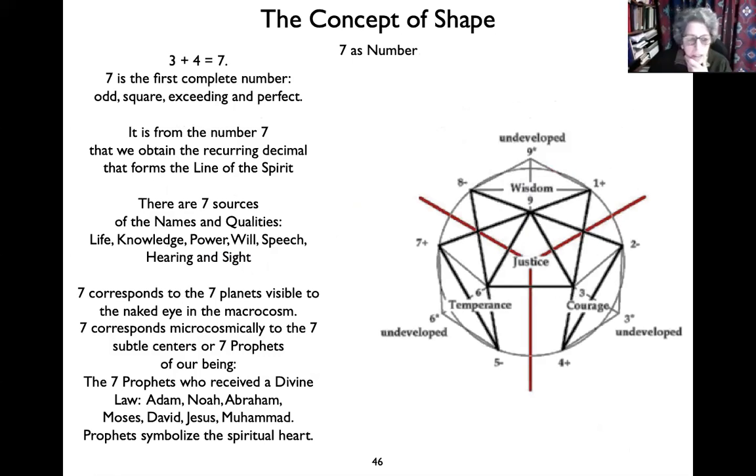Now we're continuing with the concept of 7. So 3 plus 4 is 7, and 7 is the first complete number. It's odd, square, exceeding, and perfect. It is from the 7 that we obtain the recurring decimal that forms the line of the spirit. There are 7 sources of the names and qualities, and these are called the divine predicates. These are the 7 qualities that God has given to us: life, knowledge, power, will, speech, hearing, and sight. These are the special names and qualities.